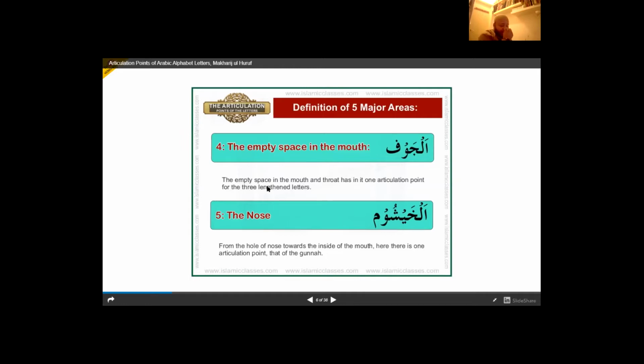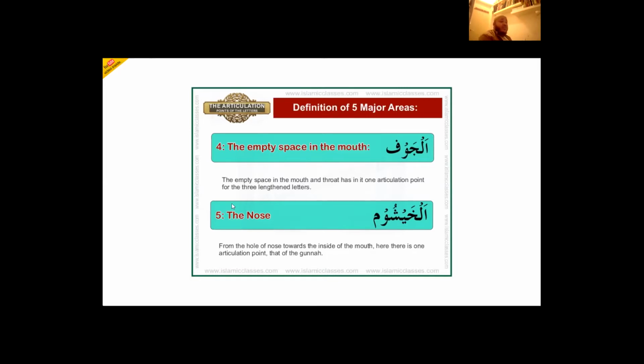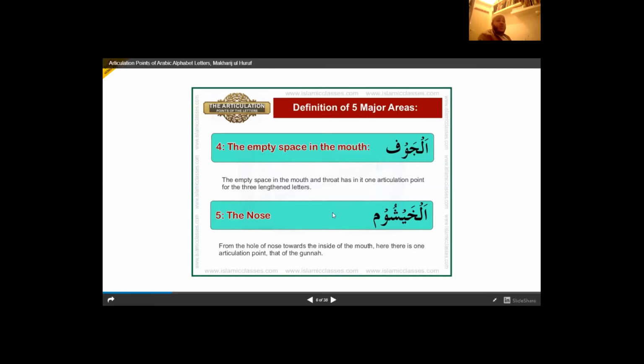We are learning to read and write Arabic. This is in the tajweed course. For the tajweed course, you would have to focus on all these 5 as well. For us, our main focus is only 4.